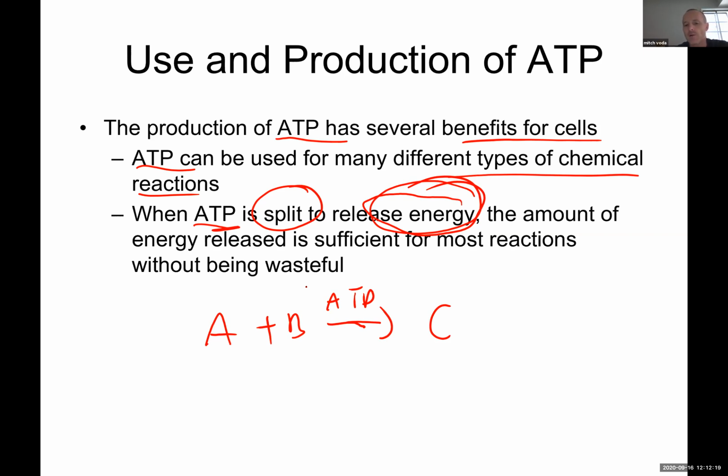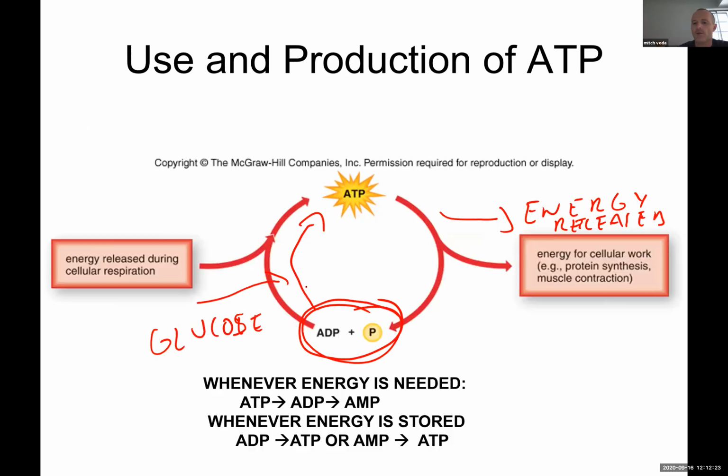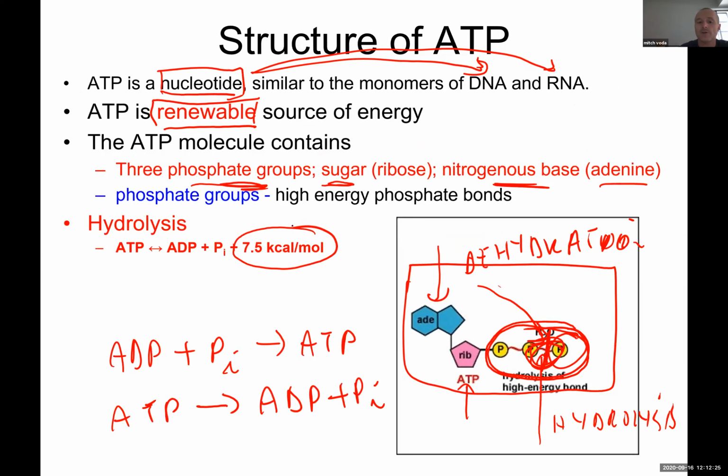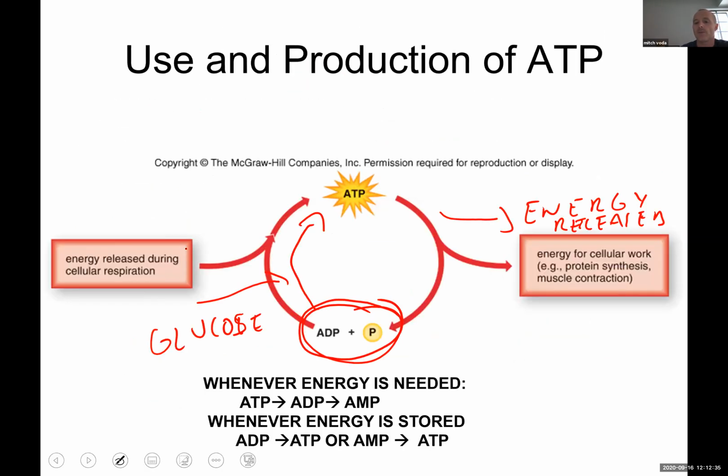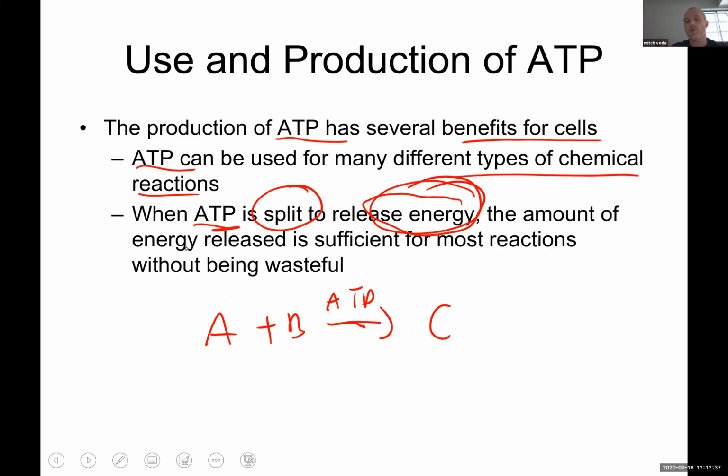Most of the reactions in the body require about 7.5 kilocalories. So if you look right here, this is exactly how much is stored in the molecule of ATP, in the bond right here. In the bond right here, there is about 7.5 kilocalories. And that's why, through evolution, ATP came along.